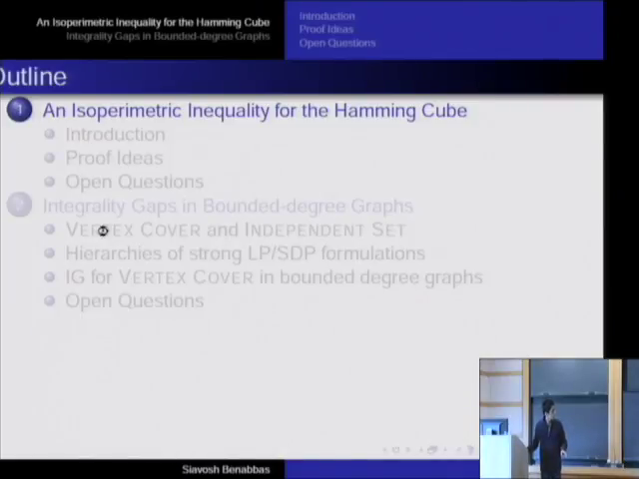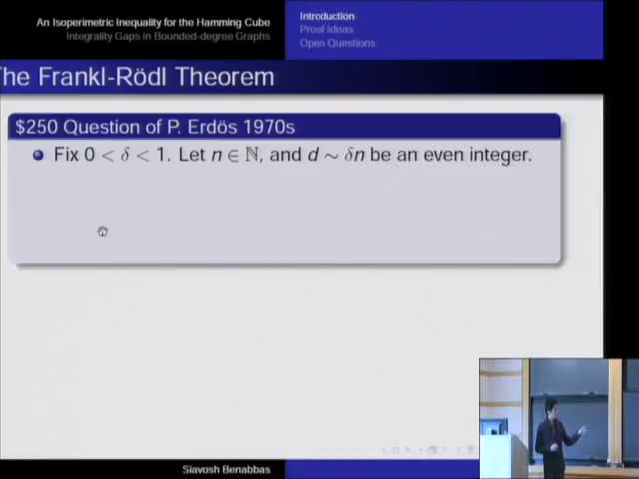The story of the first part starts with a problem of Erdos from the 70s. This was a $250 prize problem, and here is the problem. You have a real number delta between 0 and 1. You can assume that it's, say, 2/3 or 1/2, it doesn't really matter. And you have an integer n, which you think is going to infinity, and a distance d, which is just delta times n roughly, but it has to be an even integer.